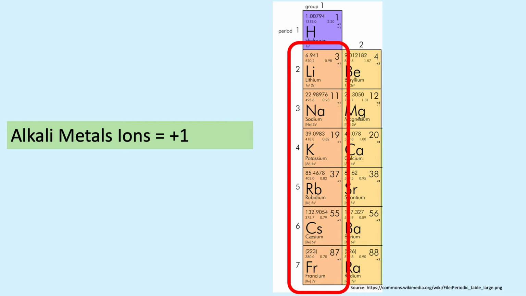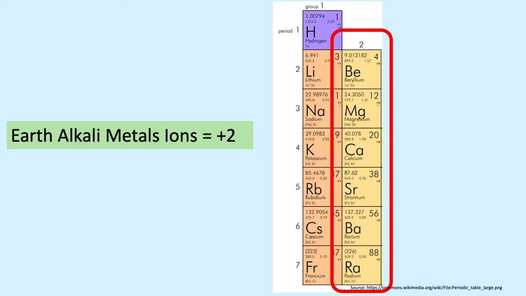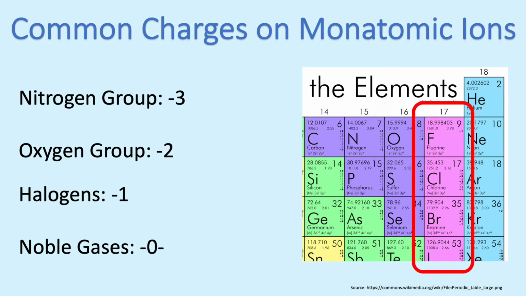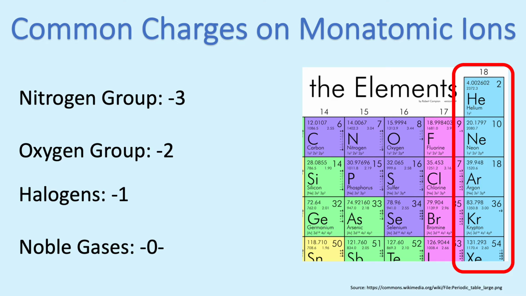If you look to the far left on the periodic table, you'll find the alkali metals. When the alkali metals exist as ions, they are a +1 charge, and we'll include hydrogen in this group. The alkaline earth metals are a +2 charge when they exist as ions. For the nonmetals, the nitrogen group is a -3, the oxygen group is a -2, the halogens are a -1, and the noble gases are a 0.